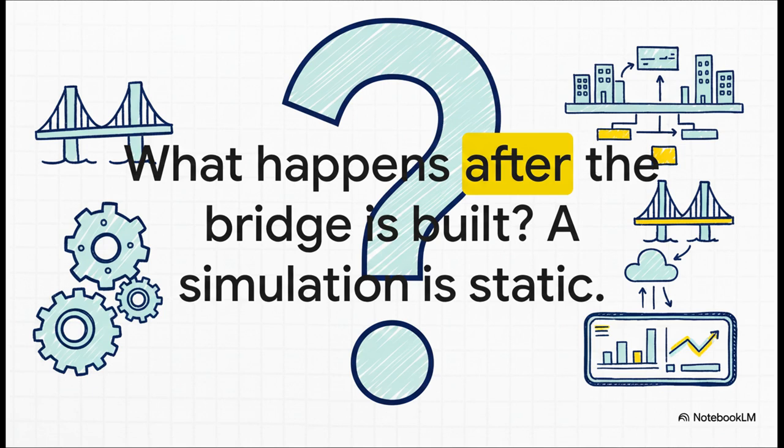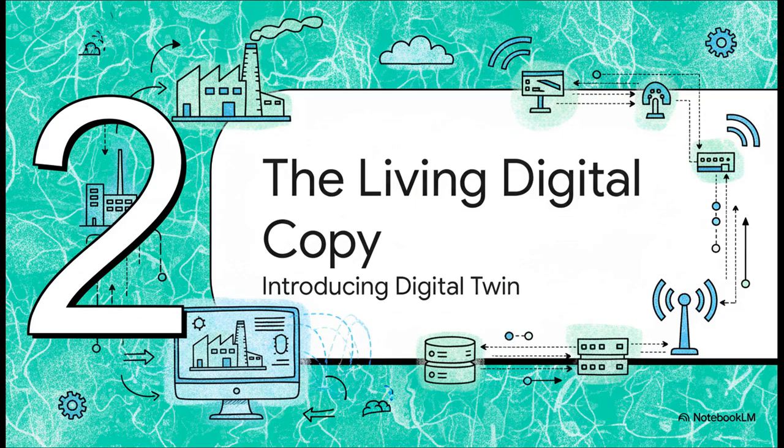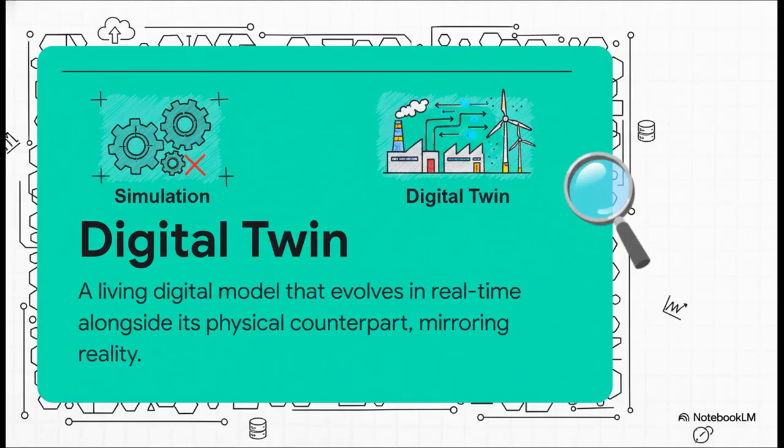So how do you manage that asset once it's up and running? And that is exactly where our second concept comes into play, the digital twin. This isn't just some static model. It's a living, breathing digital copy of a physical object. So unlike a simulation, a digital twin is this dynamic model that is constantly connected to its physical counterpart. It isn't asking what if, it's telling you this is what's happening right now. It's less of a blueprint and much more of a mirror.